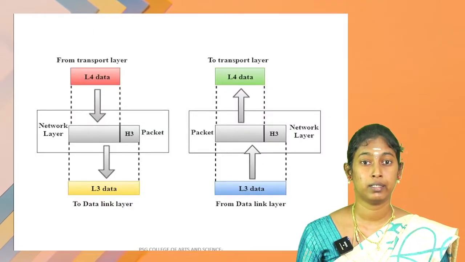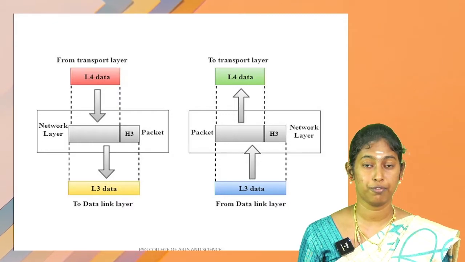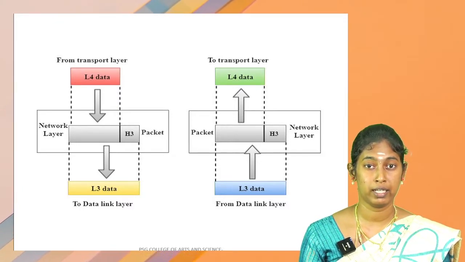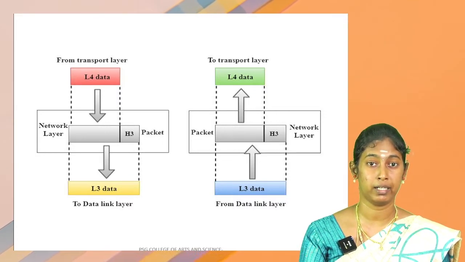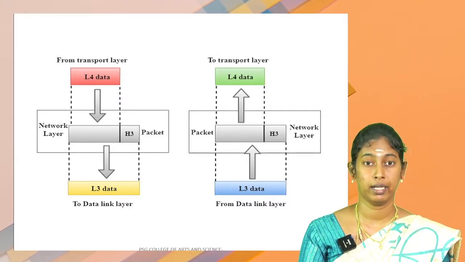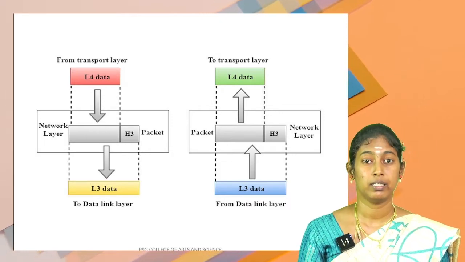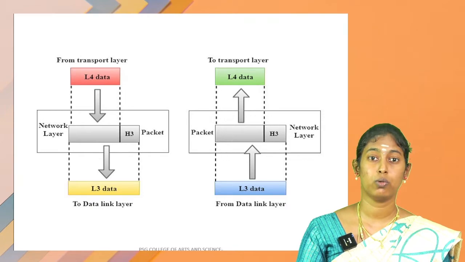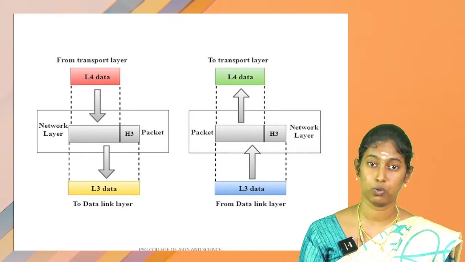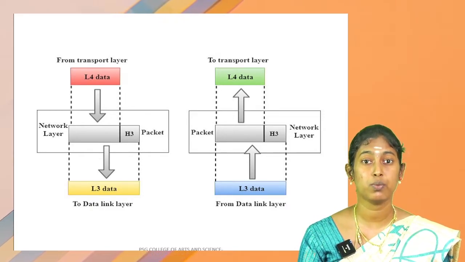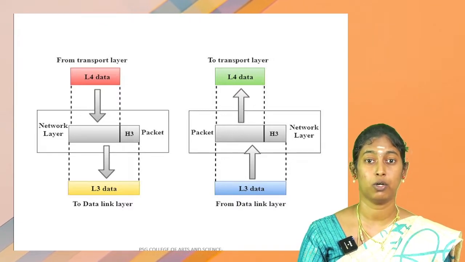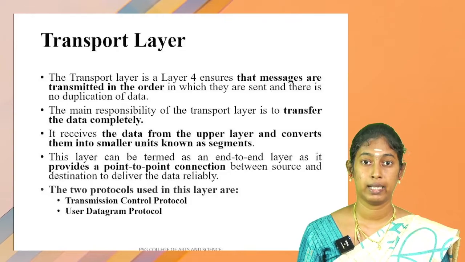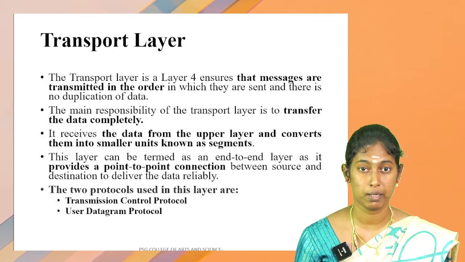Here the diagrammatic representation of the network layer has been given. The information for the network layer will be coming from the upper layer, that is the transport layer, and here in the network layer the data will be in a packet form, and this is used to transfer the data from host to the destination. This will identify in which path or which route the data can be sent to the destination.